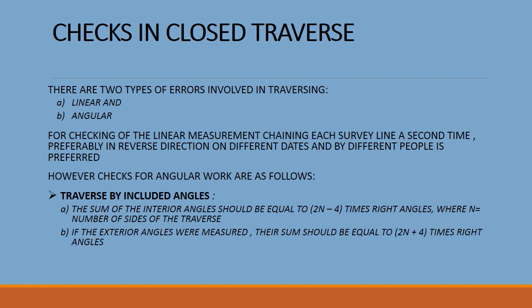Now first what we have done is measure the included angles. However, if we have measured the exterior angles, then their sum should be equal to (2n + 4) times right angles, that is (2n + 4) × 90. The sum of the exterior angles should be equal to (2n + 4) × 90.